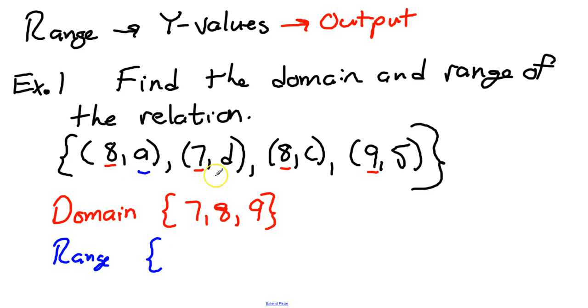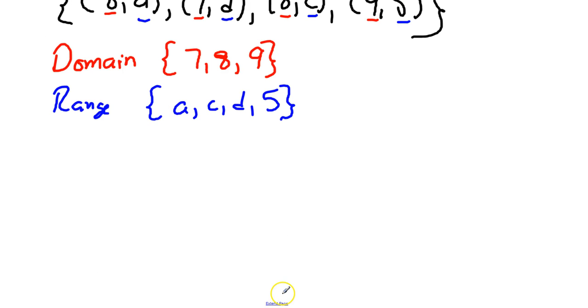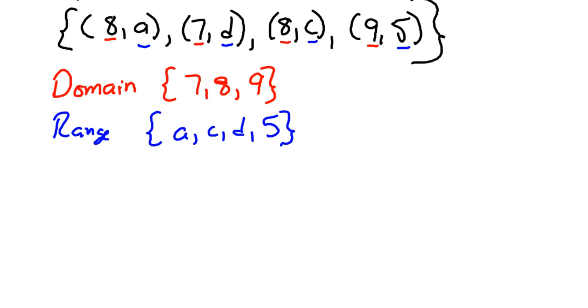And for the range, same thing. Now you're just looking for the B values. So you've got an A, you've got a C, you've got a D, and then you have a 5. Okay, and 8.1, that's pretty much about it. Now, what they'll do is they'll give you some different options. You've got this list of ordered pairs. The other thing that they'll look at is they'll give you a mapping, which doesn't look like a map.